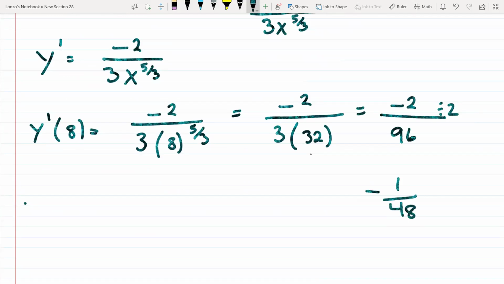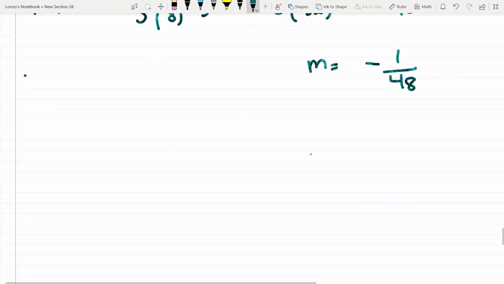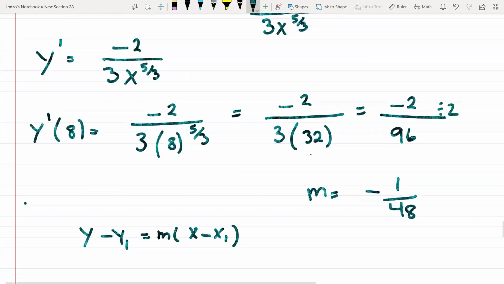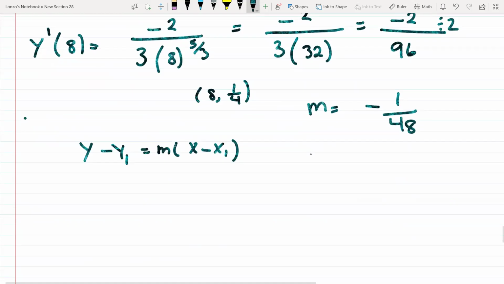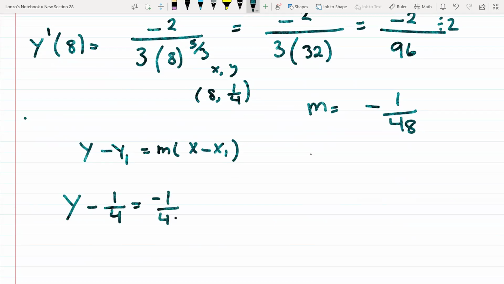Okay, so now we have our slope. This is my slope, m equals negative 1 over 48. Now let's put it in point slope form. So it's y minus y1 equals m times x minus x1. And our point is 8, 1/4. So it's y minus y1, y1 is 1/4, m is negative 1 over 48, x minus x1, which is 8.